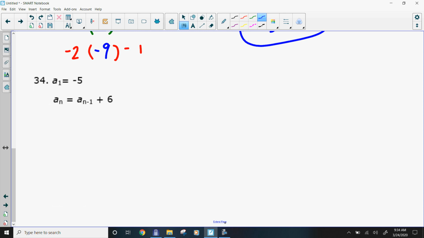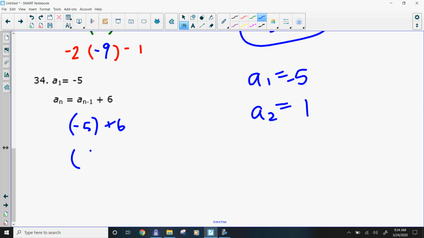And then the last one on here, first number is negative 5. So last number plus 6, so negative 5 plus 6 is 1. And then last number plus 6, 1 plus 6 is 7. There's our first three.